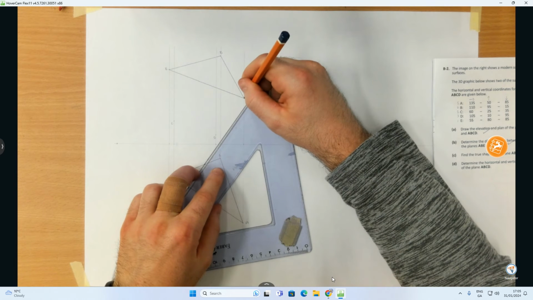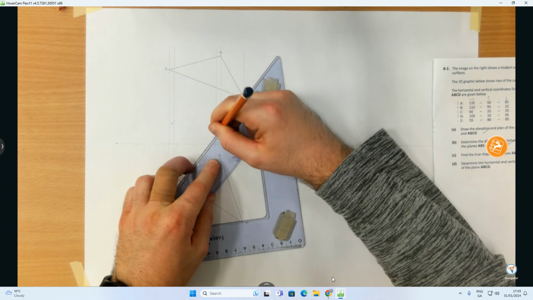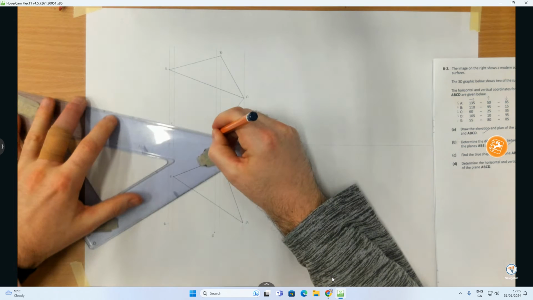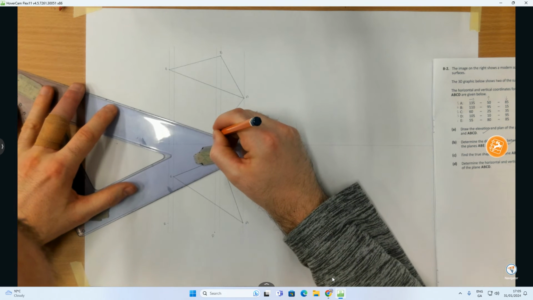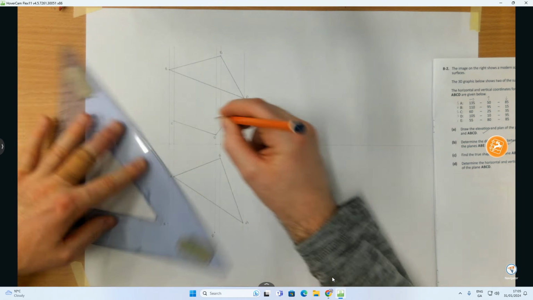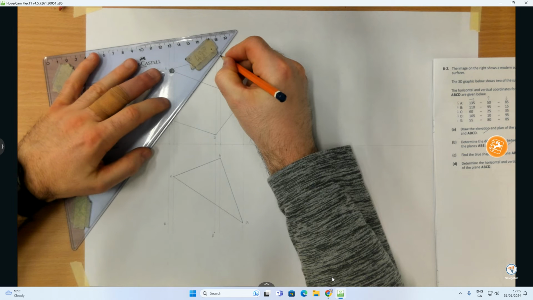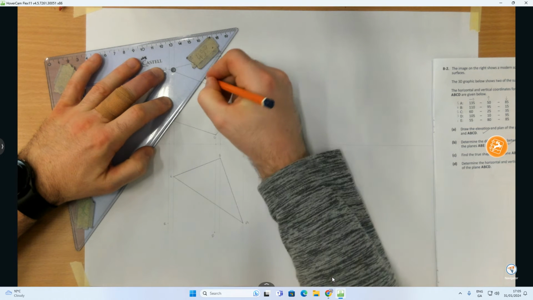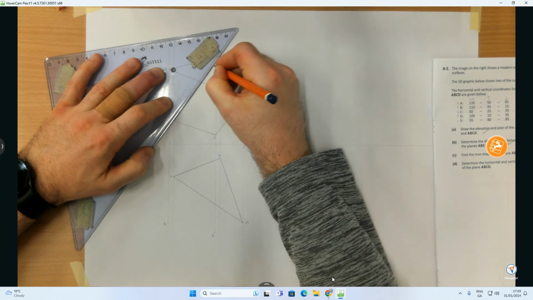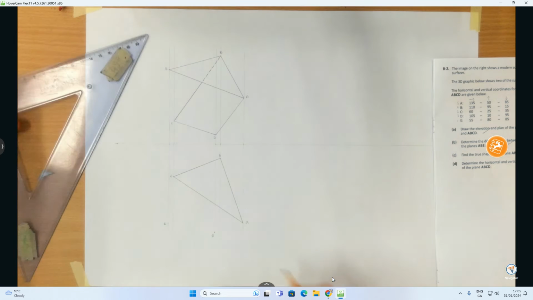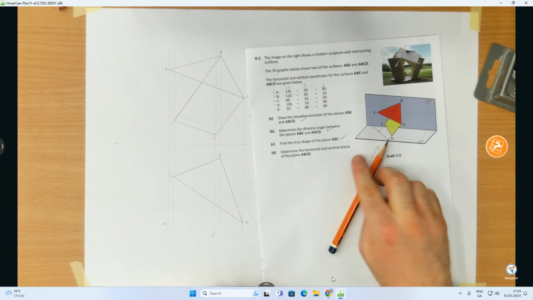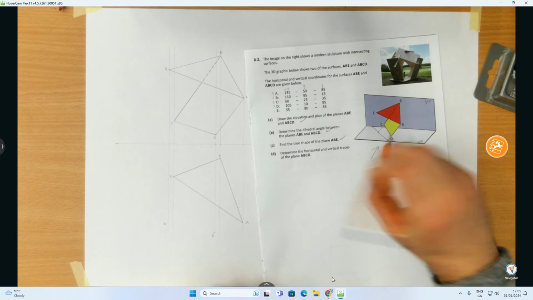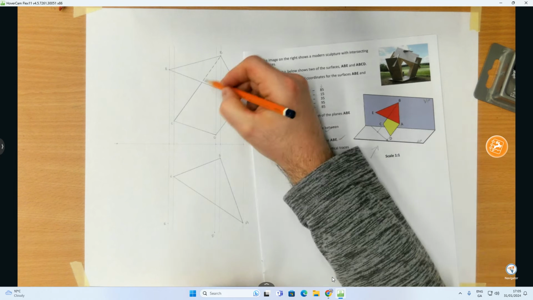I'll now heavy in A to D, D to C, and finally C to B. Now, I'll put this line in lightly first, heavy in this portion, then hidden detail. Because that surface A, B, C, D, as I look in this direction, I cannot fully see the line from C to B. As you can see, there's a part of it that is in hidden detail.